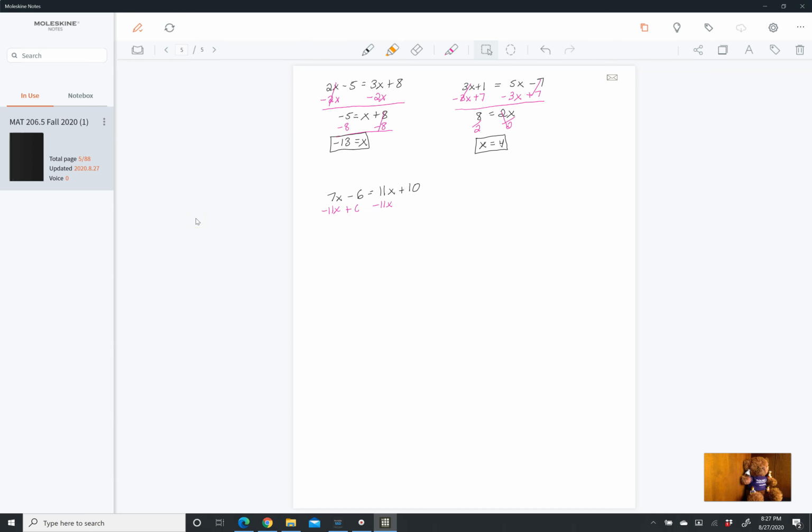And notice we did it in just one step here. So the 11x went away on the right and the 6 went away on the left. And we should wind up with x's on one side and numbers on the other. 7x minus 11x gives us negative 4x. And 10 plus 6 is 16. Okay, and now this is what I mean. Instead of dividing by a positive number like we did here, where we divided by positive 2, we're just going to divide by negative 4.